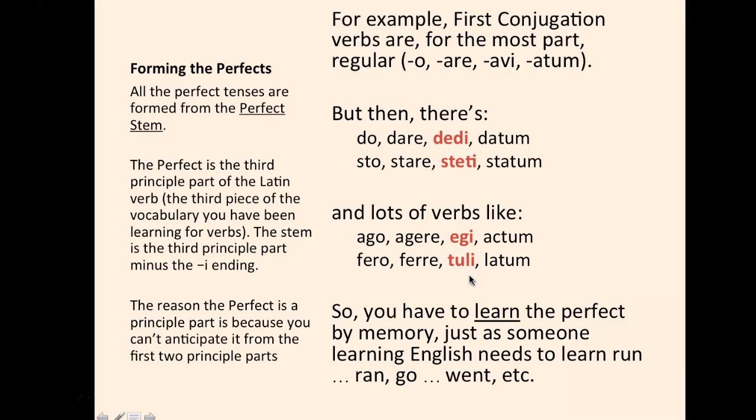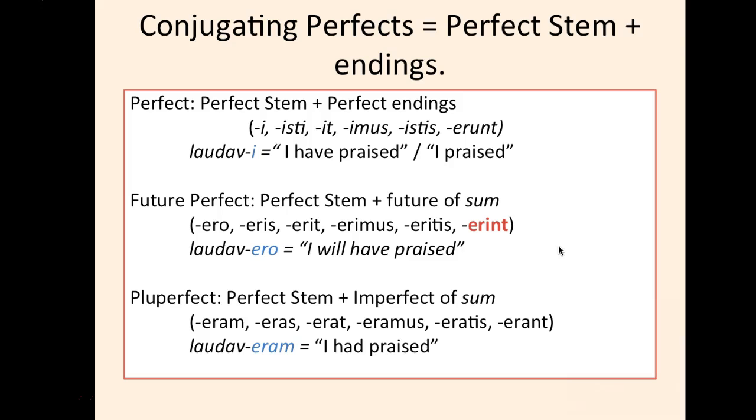And the rest of the tenses are made off of the stem, which is found by taking off the i of each of these. So ded, stet, eg, and tul would be the perfect stems onto which the endings are appended. The endings themselves are not difficult to learn. The only thing that's different is the perfect endings in and of themselves. These are endings that are different than what you've already seen, and so you have to pay special attention to them and commit them to memory. They are i, isti, it, imus, istis, and erunt.